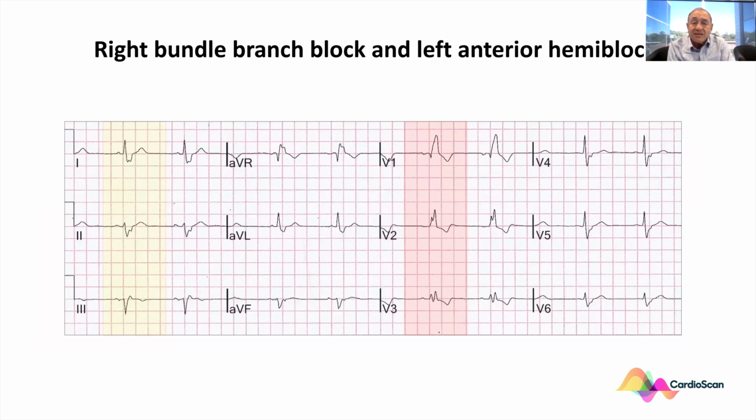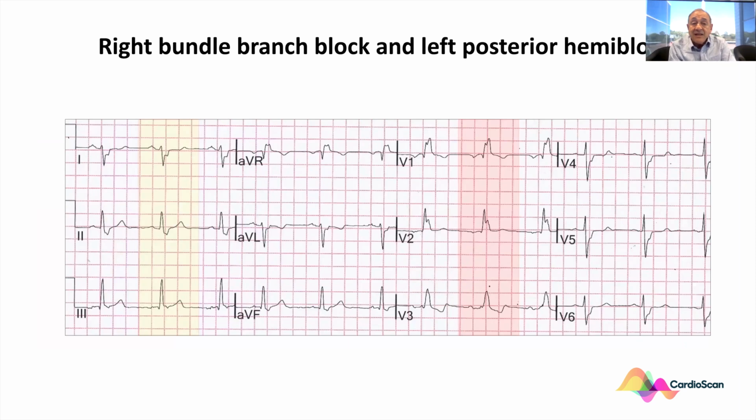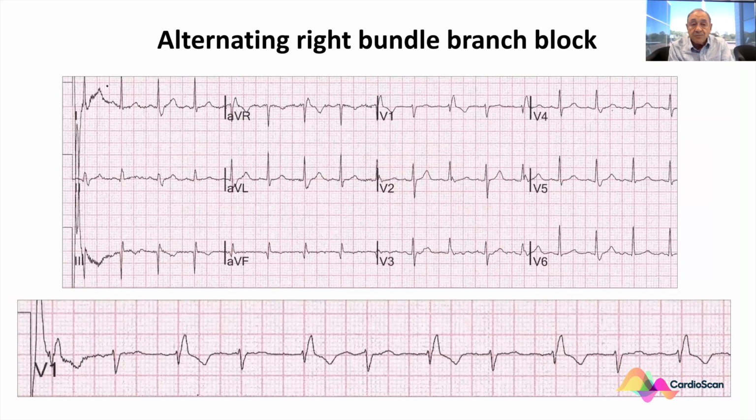You all know about left anterior hemiblock with a left axis deviation in leads 1, 2, and 3. And then we also can have a left posterior hemiblock, and this is a right axis deviation, a deep S wave in 1, positive in 2 and 3, which in the presence of a right bundle branch block really suggests that this is a bifascicular block and that this is right bundle branch block and left posterior hemiblock.